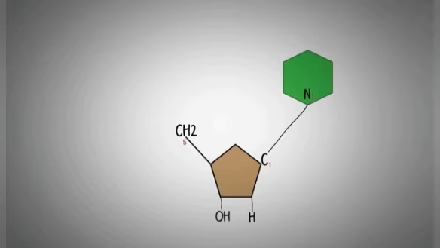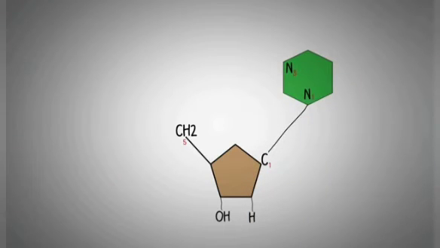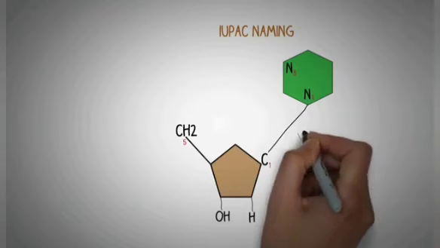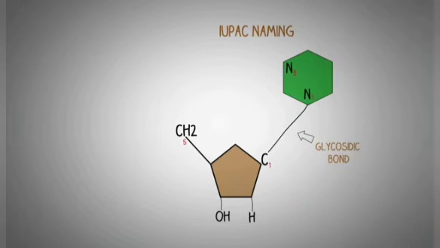If you want to go into the details about how these nitrogens are named, you can check the link in the description below for the IUPAC nomenclature of the aromatic compounds. Now this bond will be an example of a glycosidic bond, which is a covalent bond which links carbohydrates with other structures.